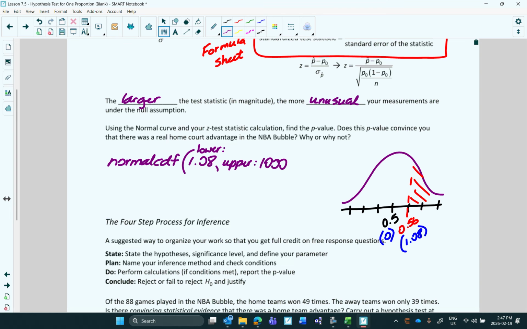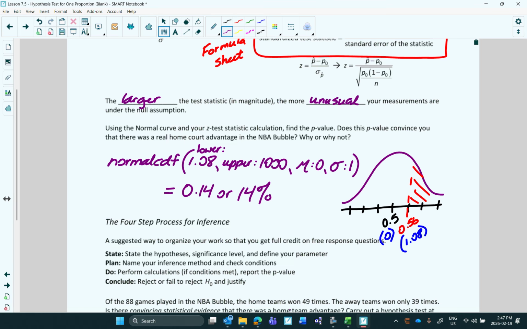The mean is going to be 0, and the standard deviation is going to be 1. When you do all of that, you are going to get approximately 0.14 or 14%. What we got in our simulation. Okay? This would be the long way to do it.